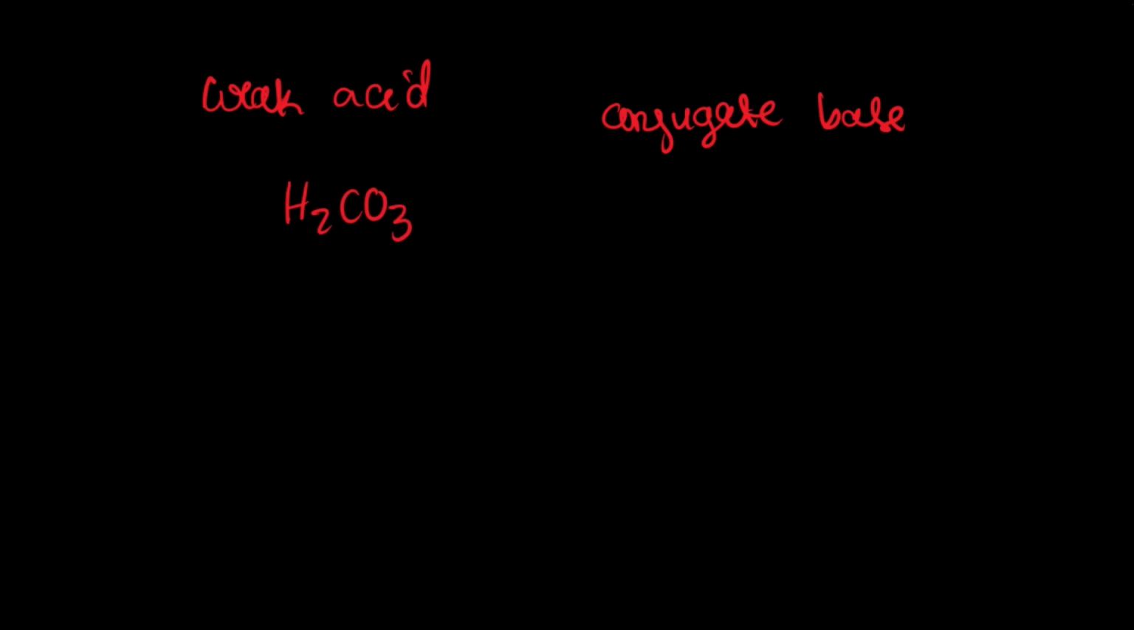So basically, the buffer system is made of the weak acid and its conjugate base. And we're going to take a look at the bicarbonate buffer system with this acid and this conjugate base. So this acid is able to dissociate.